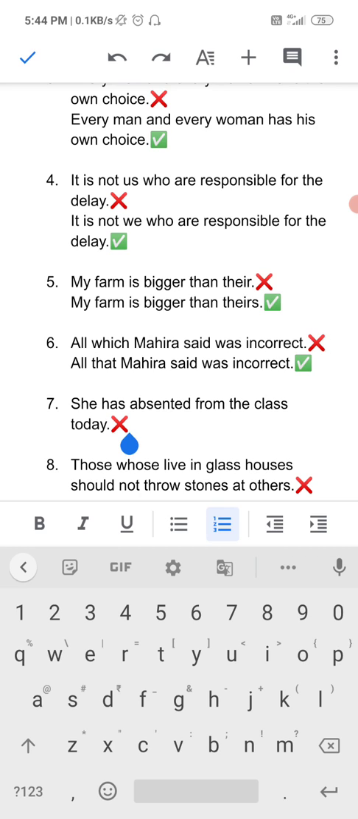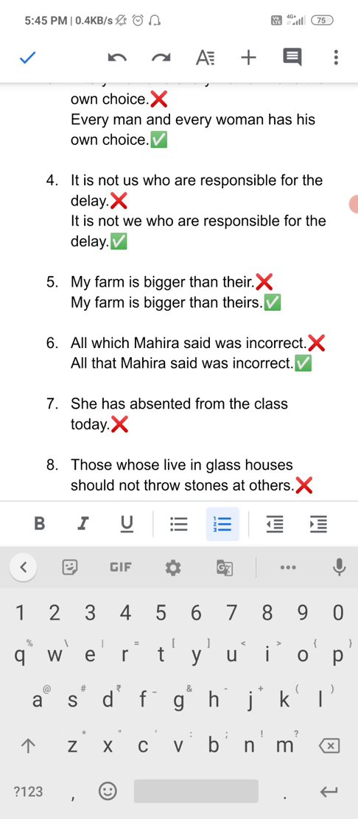Okay, question number 7. "She has absented from the class today." She has absented whom? Suppose I absented myself from the conference. Mahira absented herself from the meeting. Likewise, we have to write here, she has absented herself from the class today. Because there are some verbs after which we should use pronouns in their reflexive form.